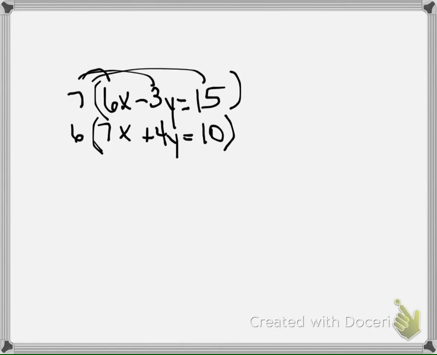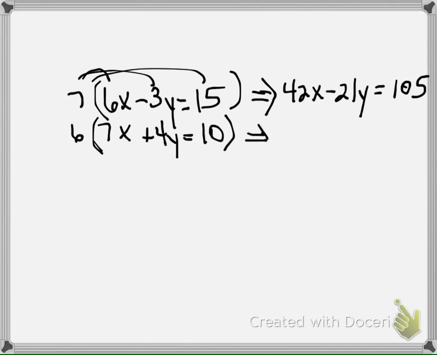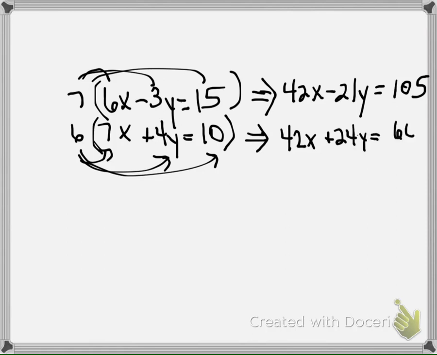So we have to distribute. What's that top equation going to turn into? 42x minus 21y equals 105, because 15 times 7 is 105. Now the bottom we're going to multiply by 6. It's still distributive. 42x plus 24y equals 60. 10 times 6.